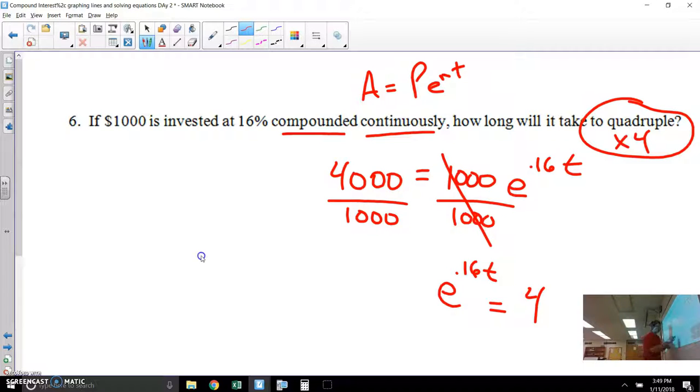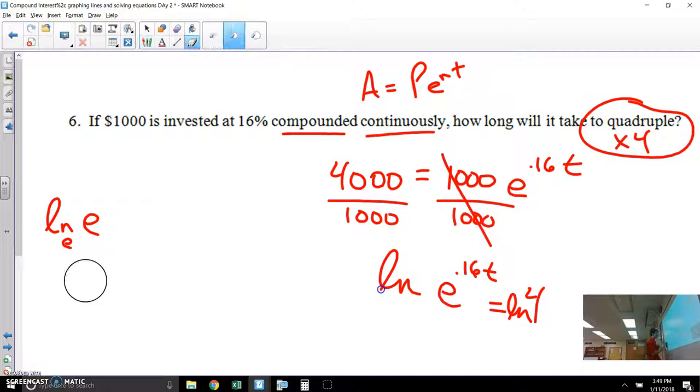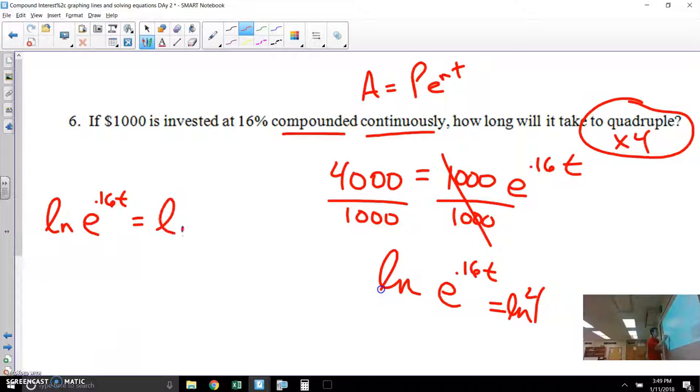So what I'm going to do is natural log of both sides, okay? So I'm applying that to both sides. I'm going to write that a little cleaner over here. Natural log base e, natural log base e, that's kind of understood. I don't have to write that e. There's a little tiny e here that's invisible. You don't really need to write that if you understand it. And then 0.16t equals natural log of 4, okay?